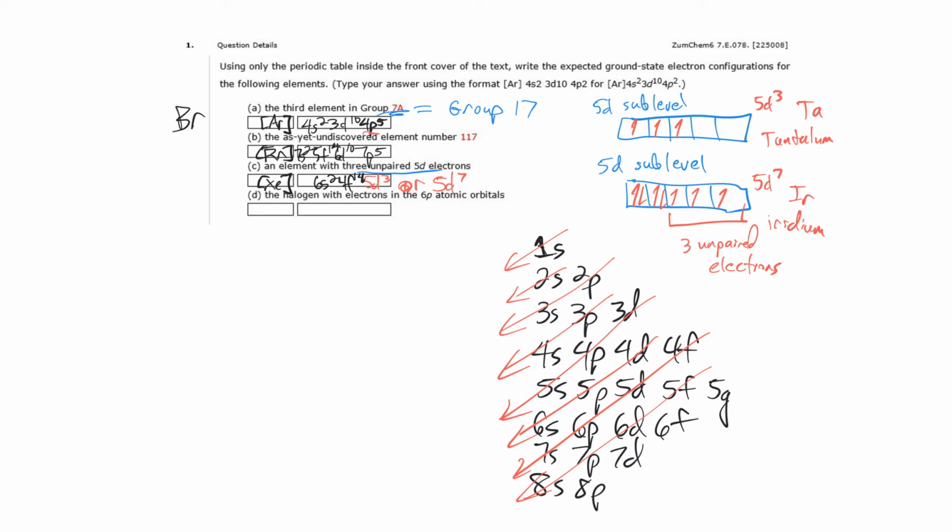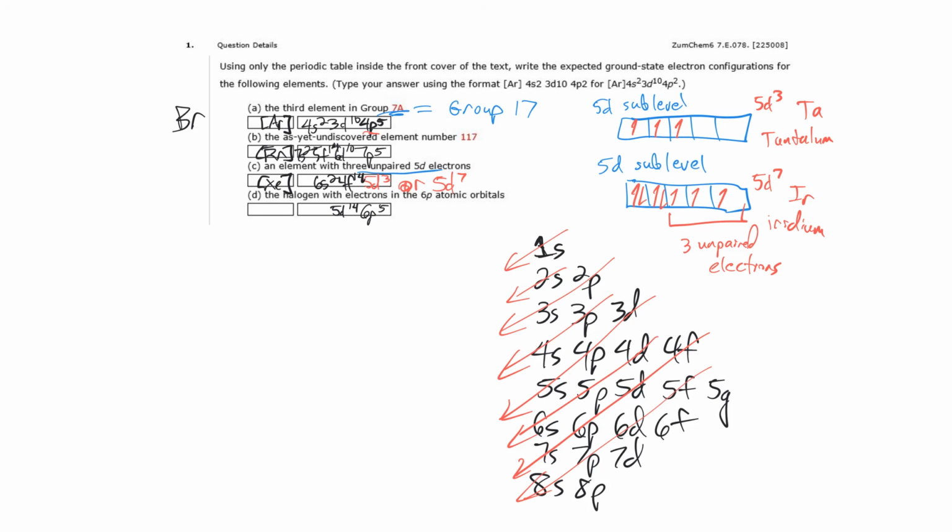Lastly, in part D, the halogen with electrons in the 6p atomic orbitals. Okay, it's a halogen, so it's got to be p something. And they say it's in the 6p orbitals, so we know that it's got to end with 6p5. Looking at our strike-through lines, which sublevels preceded 6p directly? 5d. So just before the 6p comes 5d, and up to 14 electrons can fit.